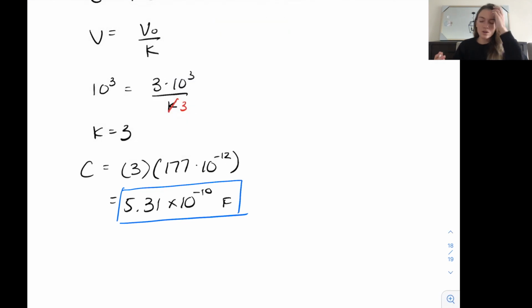Now you can do these different ways. I just happened to do it by finding the dielectric constant first. You could also do it because you have the total charge on the plates and you have your initial potential. So you could do it that way as well, and you would get the same answer.